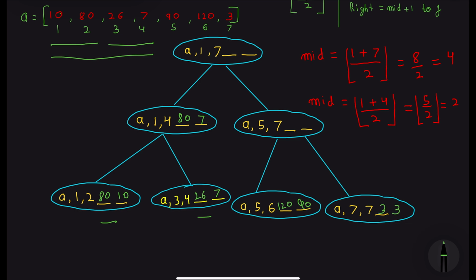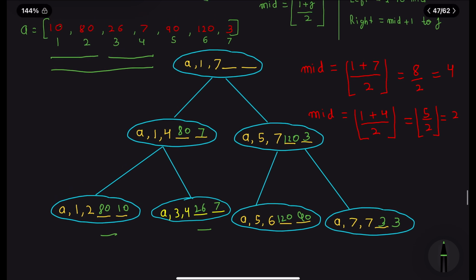Now we have maximum and minimum from the child nodes, and now we can find the maximum and minimum for 5 to 7. We will compare both maximums and both minimums. So 120 is larger than 3, so 120 will be the maximum element, and 3 is smaller than 90, so 3 will be the new minimum element.